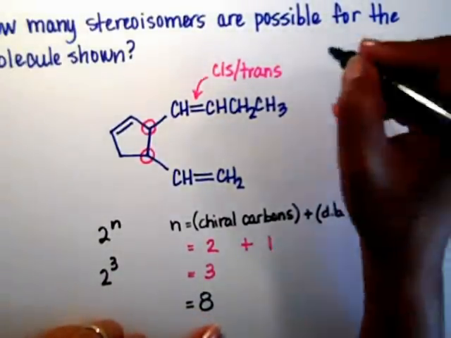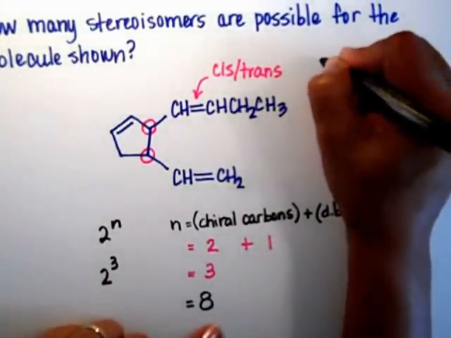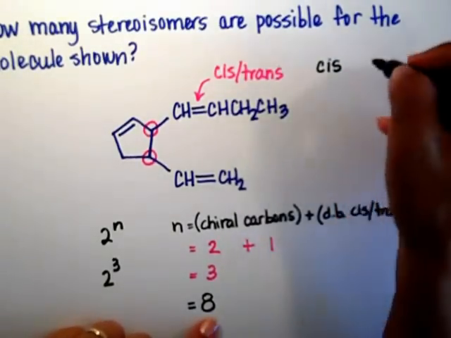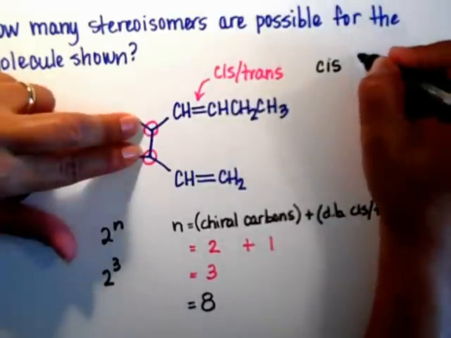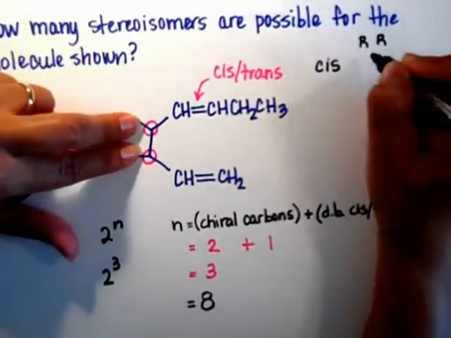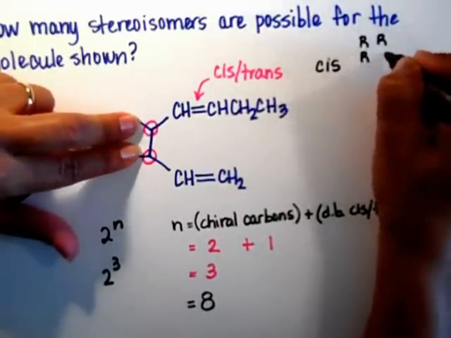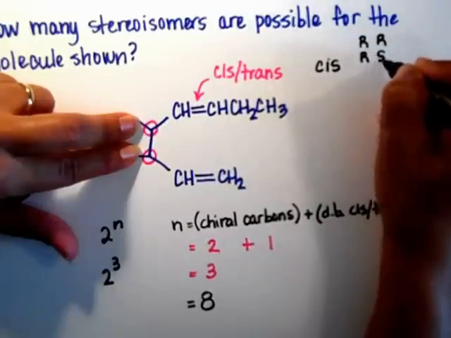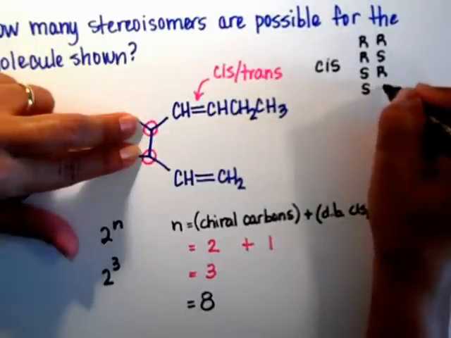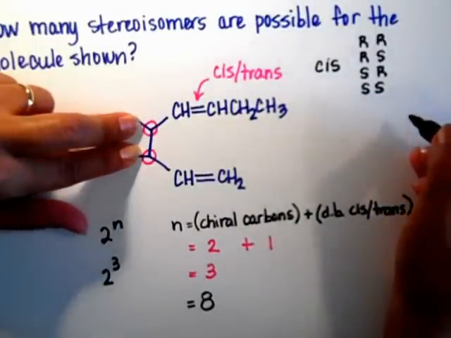So let's go ahead and just say right here, what kind of stereoisomers do we have? Well, first of all, start with the double bond. Let's say the double bond is cis. If your double bond is cis, your 2 chiral centers could be both of them R. One could be R and the other one S. And you have 2 possibilities, the RS and the SR. Or both of them could be S.